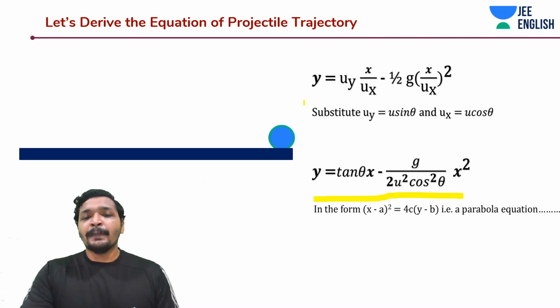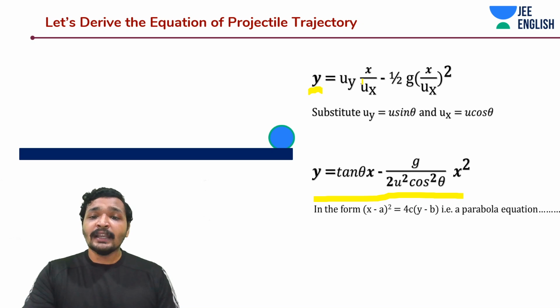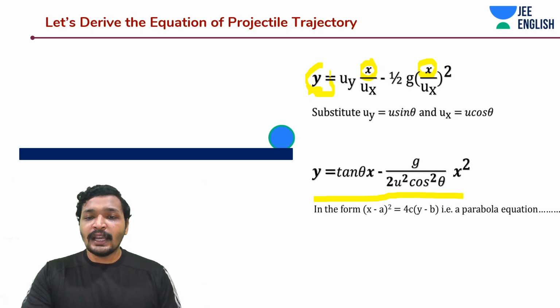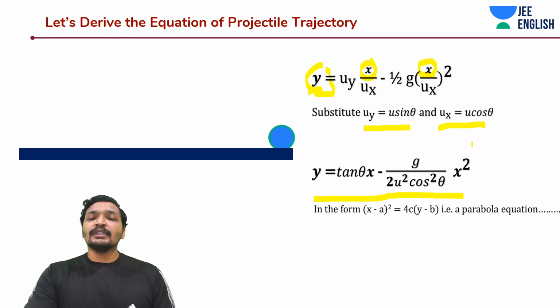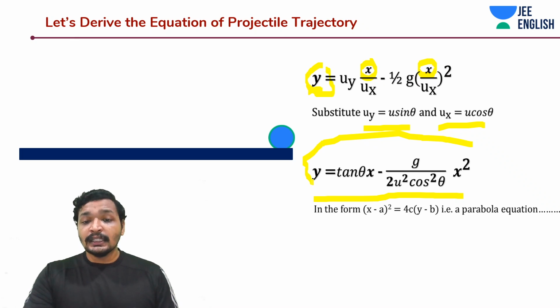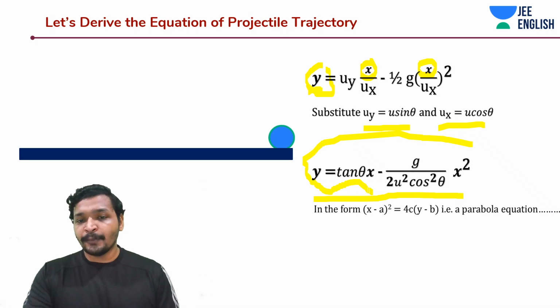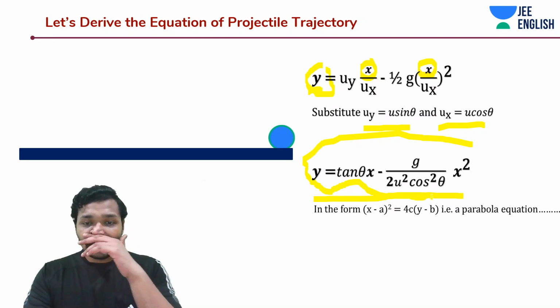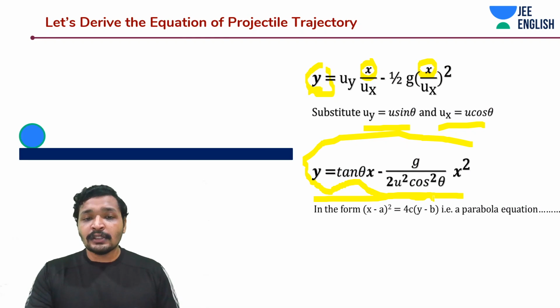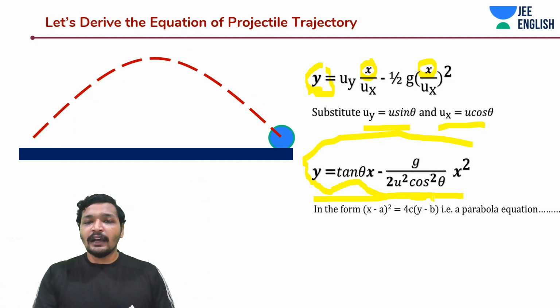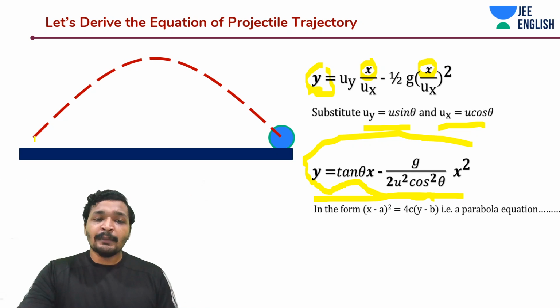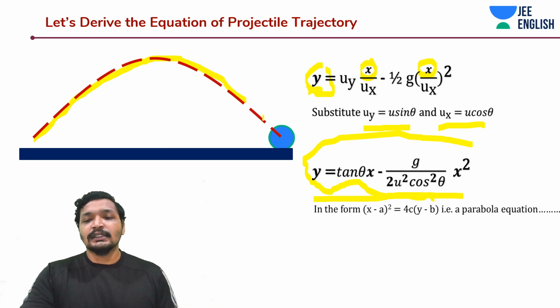How does this work? Initially we made sy equal to y and sx equal to x, and then we substituted uy is equal to u sin theta and ux is equal to u cos theta. So y is equal to tan theta into x. Theta is a constant, guys, because you have initially projected with an angle of launch. Remember this point. The only things varying in this case are y and x, those different points along the motion, because it's a projectile motion. There you have this nice curvilinear path which is varying in time in both x and y axis.